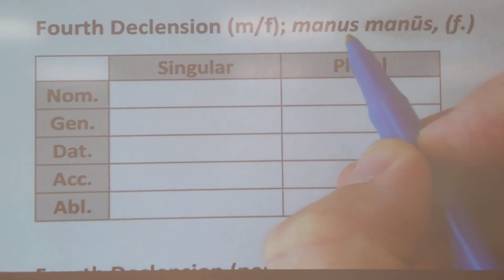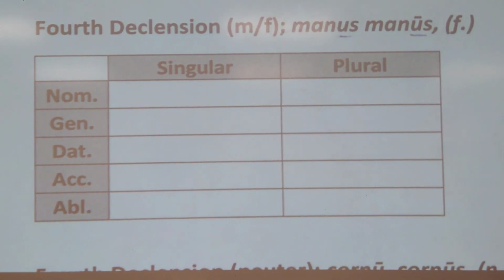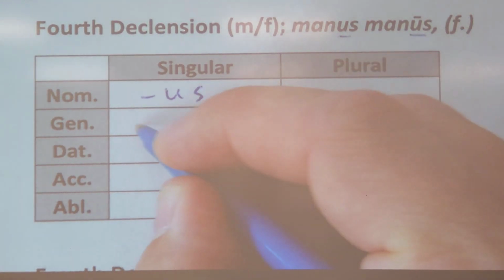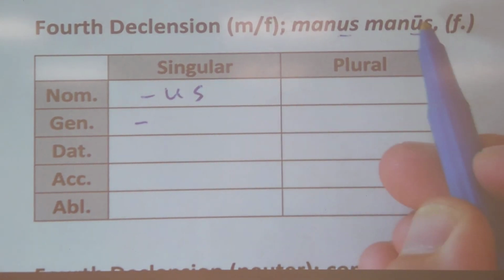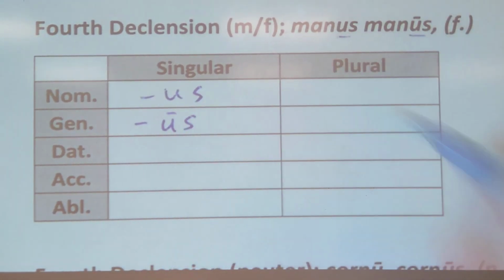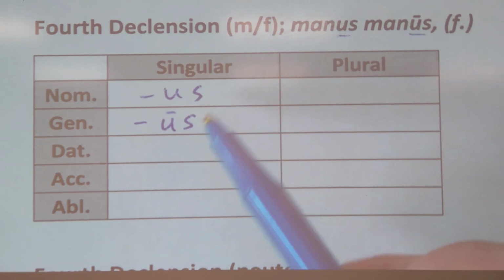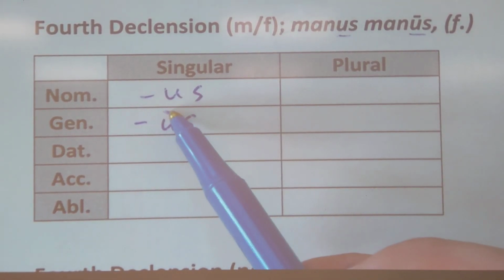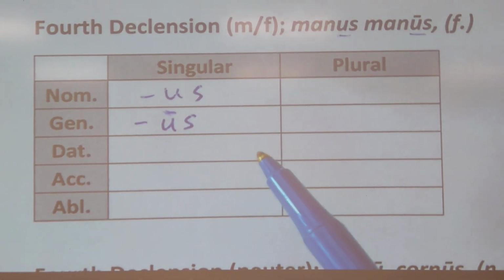So automatically, you always get the first two for free. You know that the nominative singular is us. Genitive singular is us with that long mark. See where those long marks can come in handy? There's no other way you're going to be able to know just by looking that these are not the same case, right? That long mark tells you the difference between them.